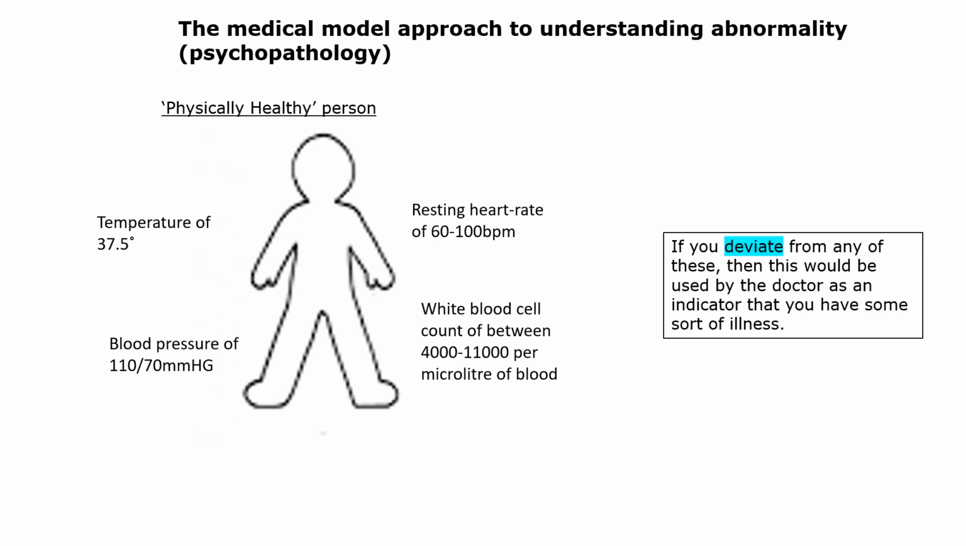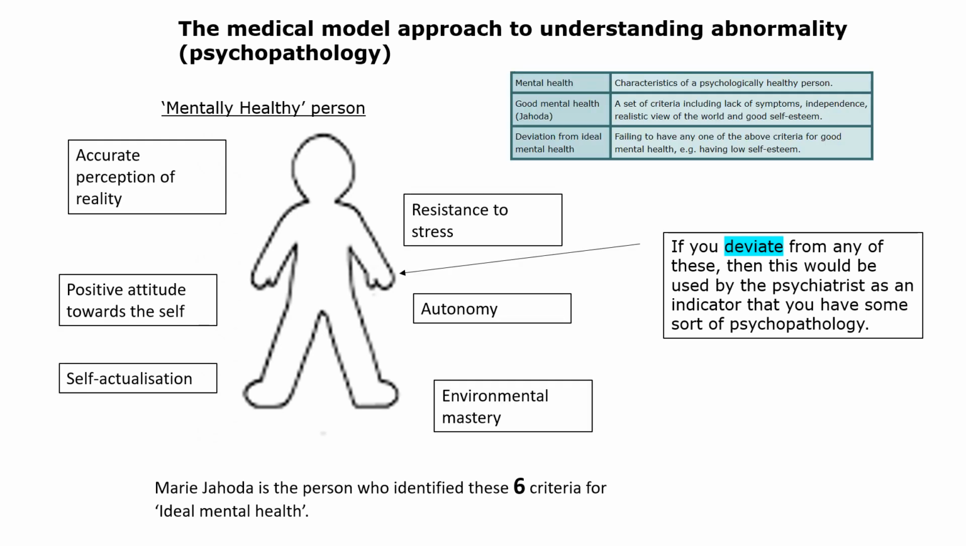And somebody called Marie Jahoda is a key name for this one, came up with the criteria. And again, this is on that knowledge organizer. But as you can see at the bottom of the slide there, Marie Jahoda is the person who identified these 6 criteria for what she considered to be ideal mental health.